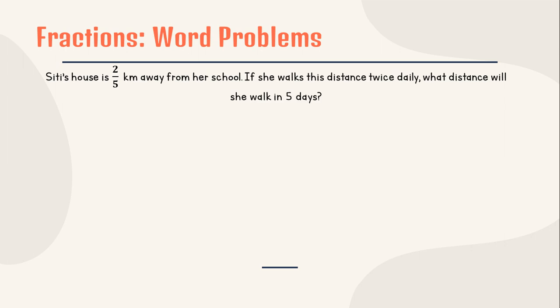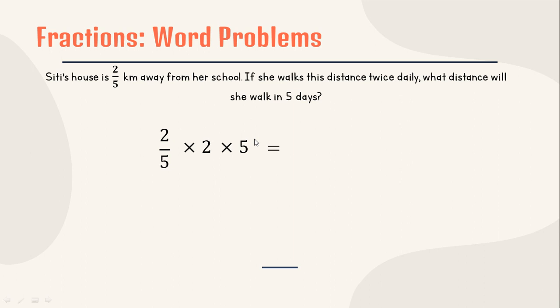City's house is 2/5 kilometer away from her school. If she walks the distance twice, means 2 times, daily, what distance will she walk in 5 days? It means City will walk twice. City will walk 2 times in 1 day. It means 2/5 times 2. But that is for 1 day. The question will ask you in 5 days. So what else? Times 5. Get it? Twice a day and 5 days.